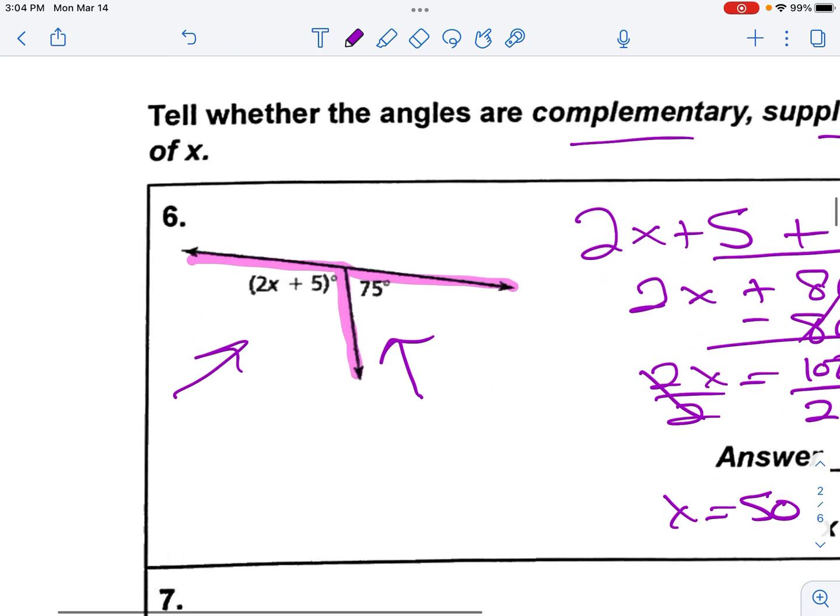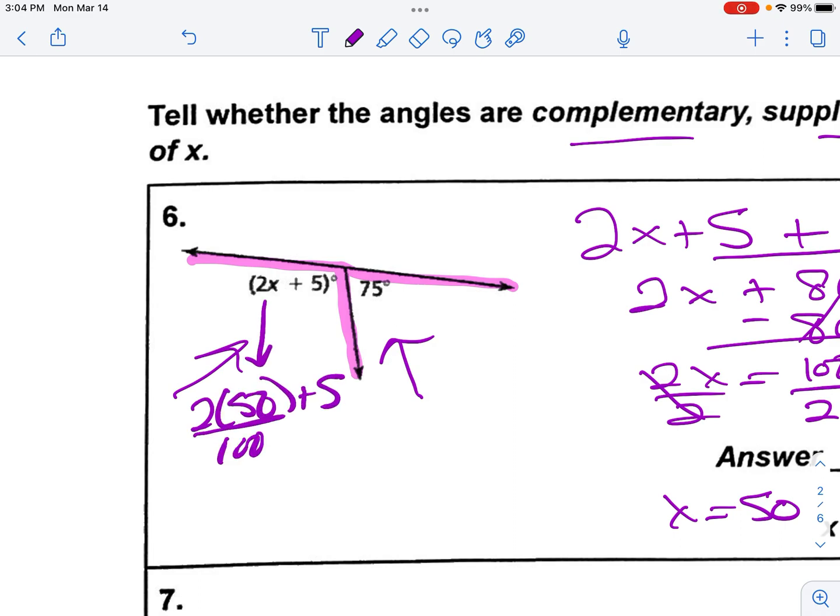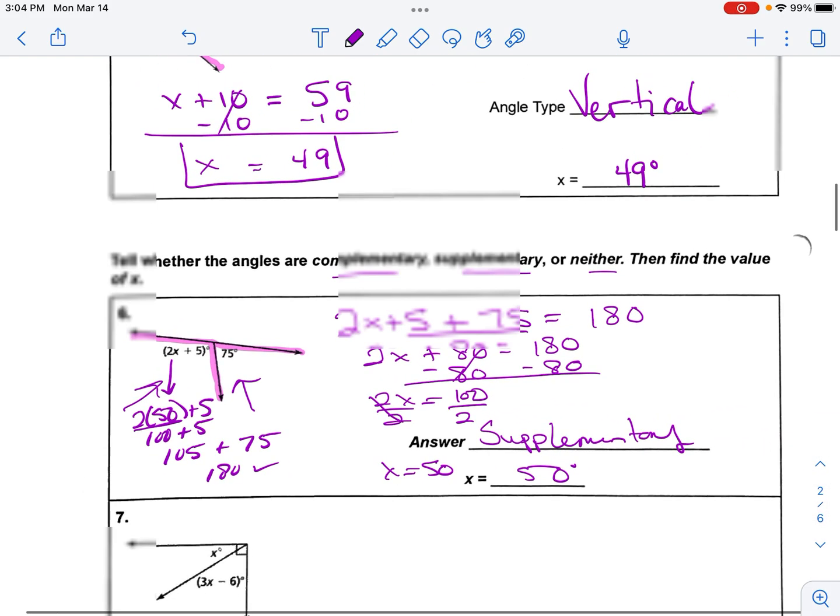Okay, to double check, we can put 50 back in for x. 100 plus 5 is 105. Is 105 plus 75 180? That straight line? It is. It checks out.